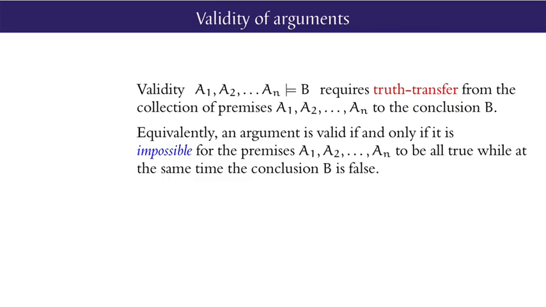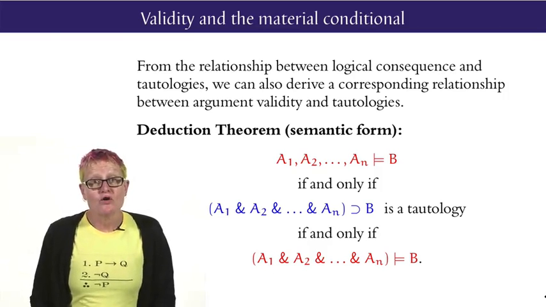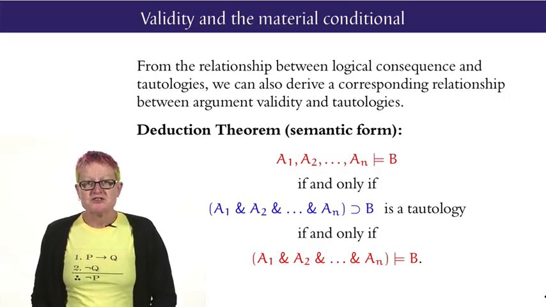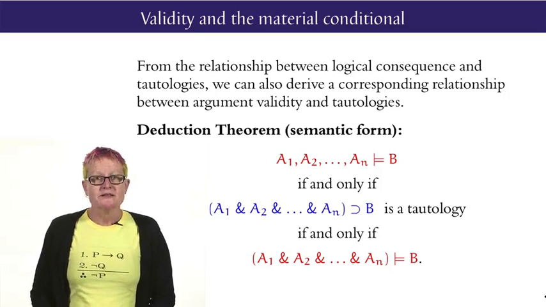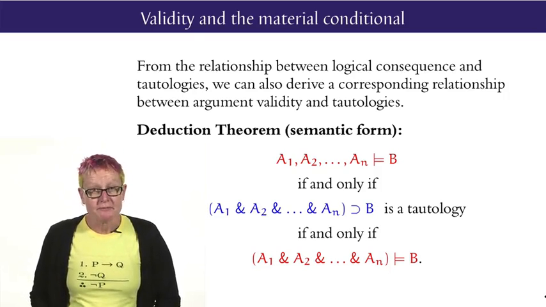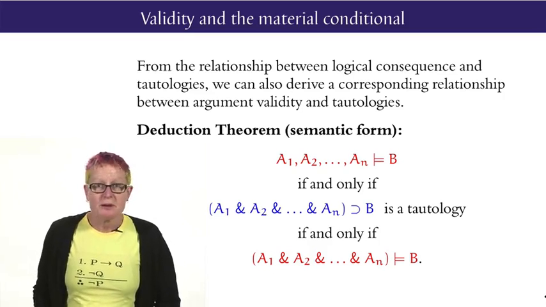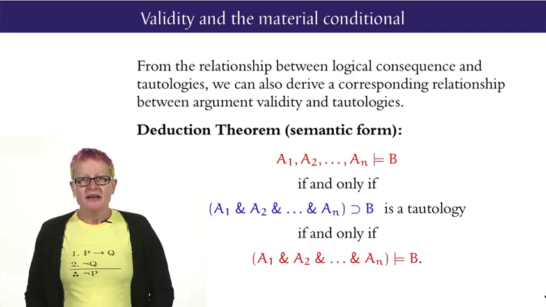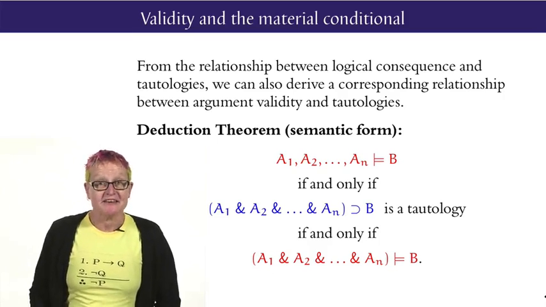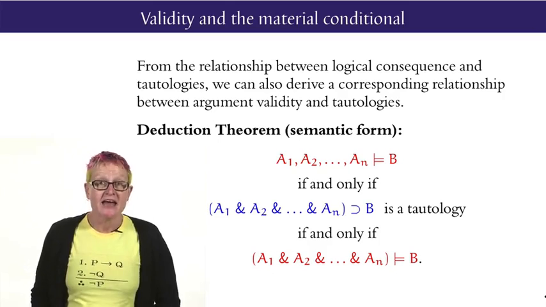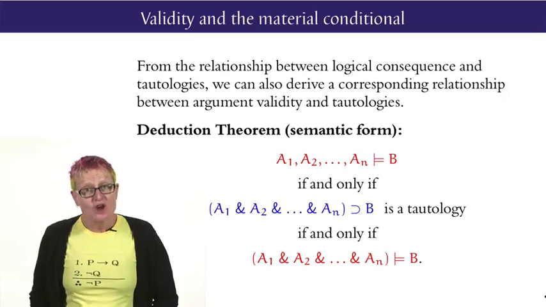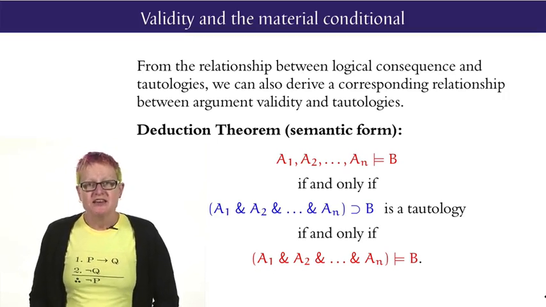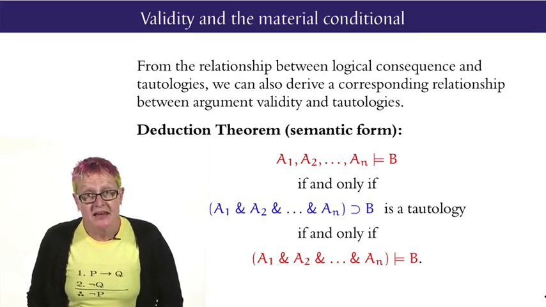Equivalently, an argument from premises to conclusion is valid exactly when it is impossible for the premises to be all true and at the same time the conclusion be false. The semantic version of a result called the deduction theorem expresses the relationship between validity of arguments, logical consequence, and the corresponding conditional being a tautology. The argument from premises A1, A2 up to AN to conclusion B is valid if and only if the conditional with the antecedent consisting of the conjunction of A1, A2 up to AN and consequent being B is a tautology. And this is the case if and only if the conjunction of A1, A2 up to AN has B as a logical consequence.